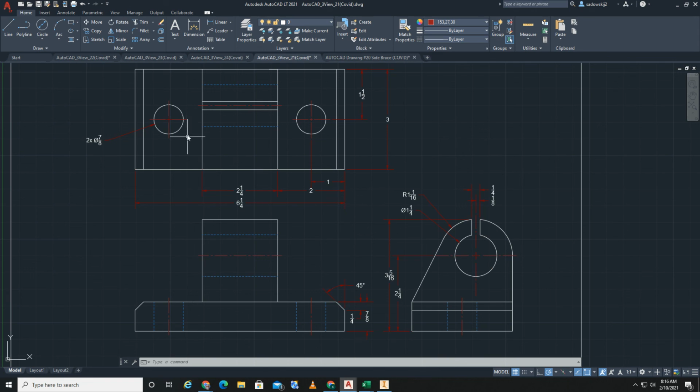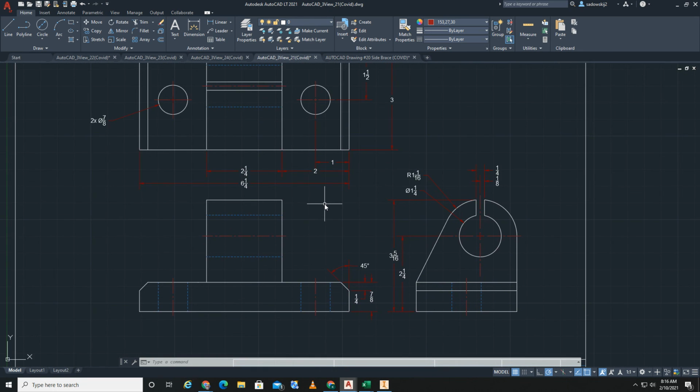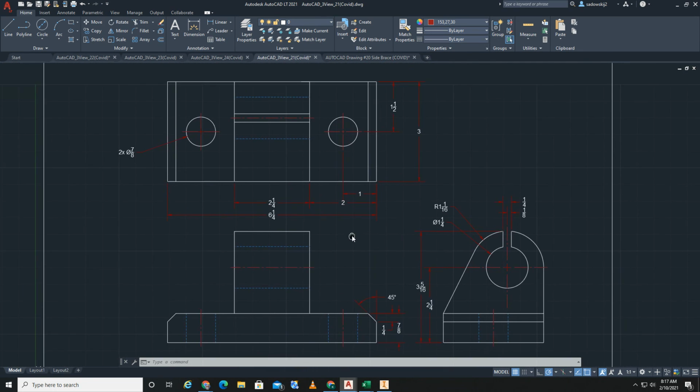I pulled this one out over here because I had a lot going on over here. But other than that, this one's pretty straightforward. Pretty straightforward as well. Not too big of a deal to work with on this one.